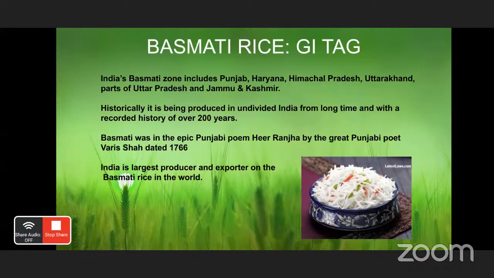Whenever rice is exported outside India, there are two classes, basmati and non-basmati. India is the largest producer and exporter of basmati. India actually exports 65% of the basmati, and the remaining 35% comes from Pakistan.